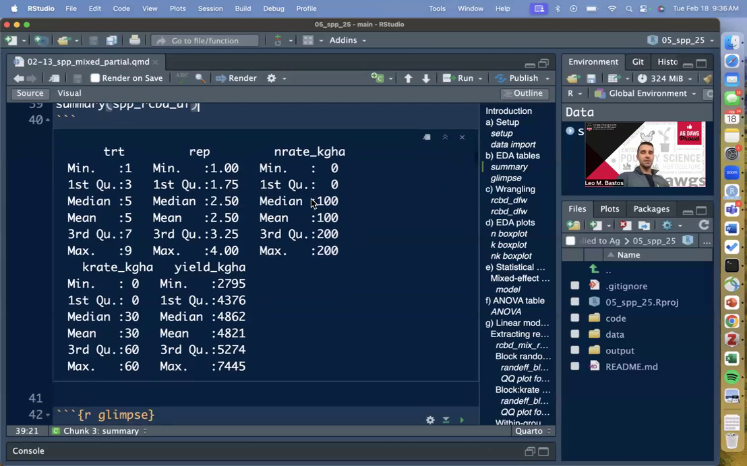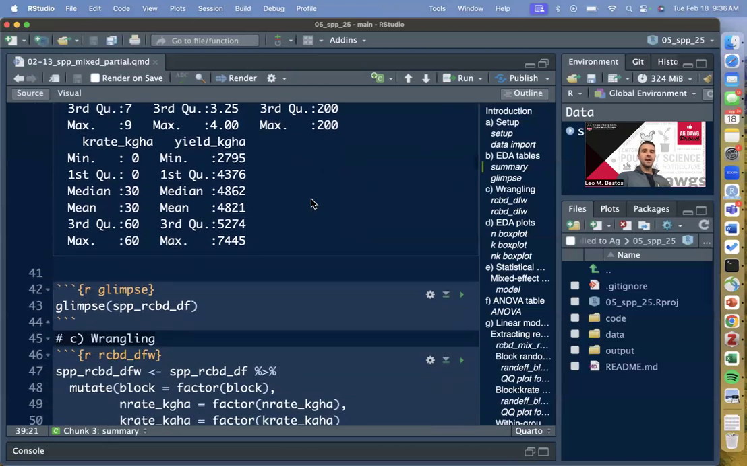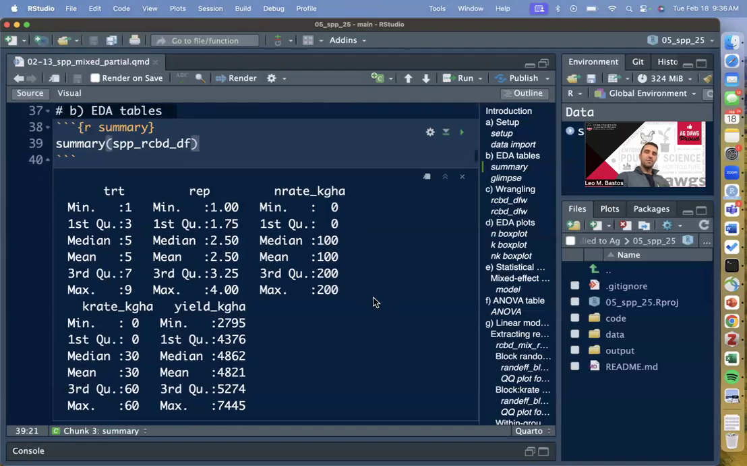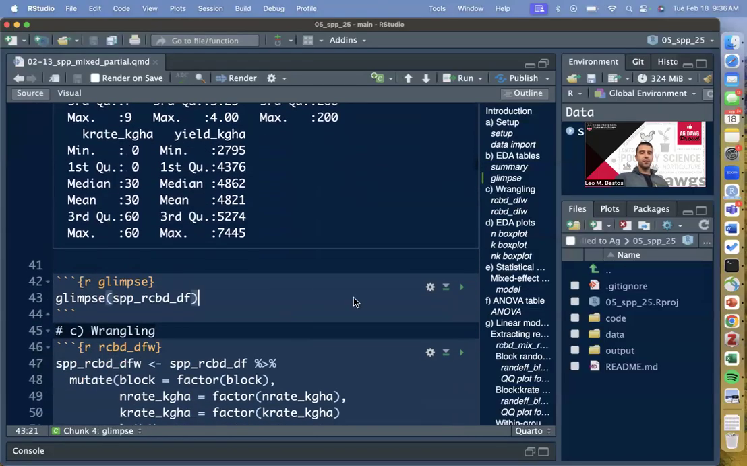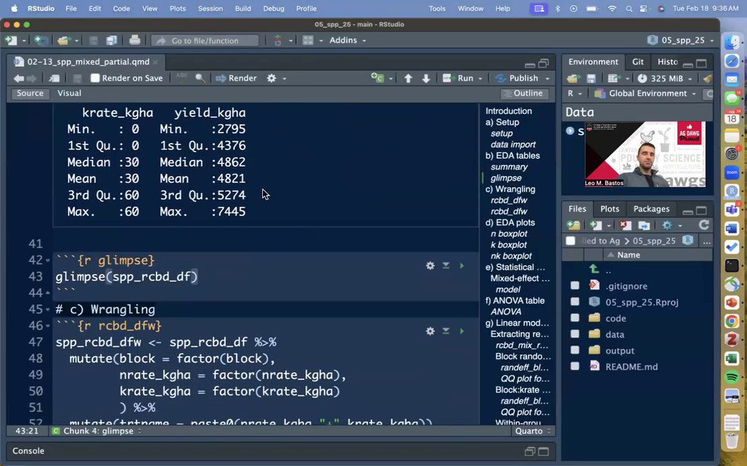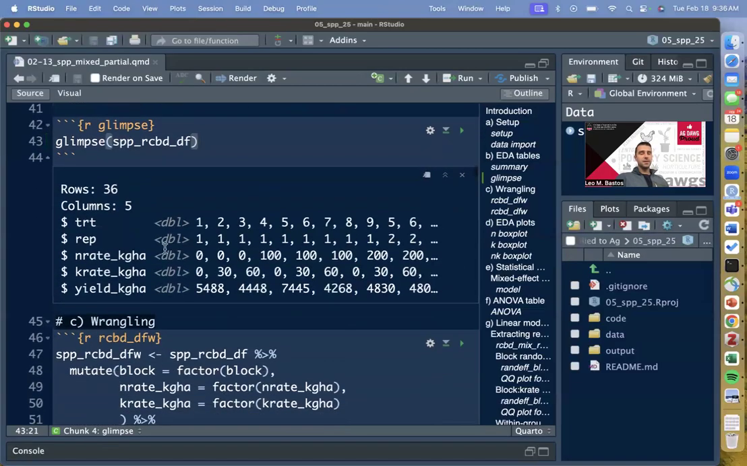There is actually a good reason for you to be looking into EDA. We've seen this before, yield varying from about 3,000 to about 7,000 kilos per hectare. Nothing seems wrong there. We look at glimpse. We check how R is interpreting our variables. Again, this is going to be very important, and our next exercise is going to be a regression exercise.